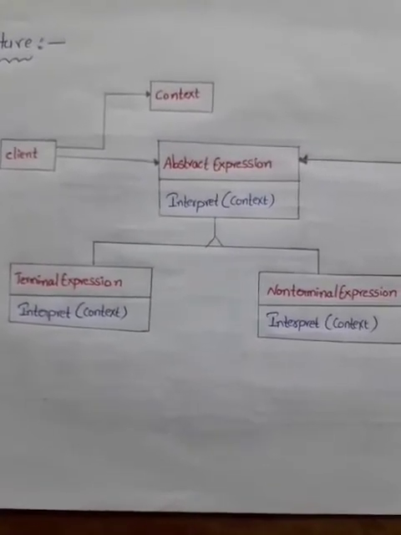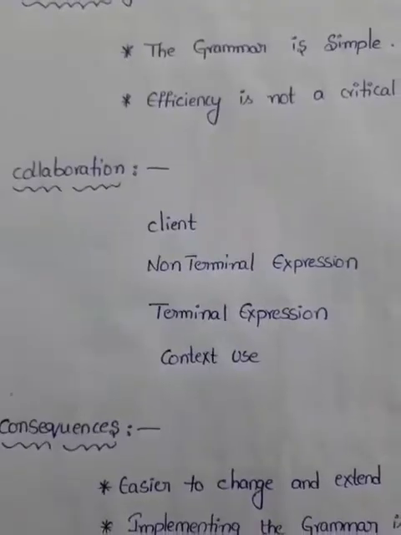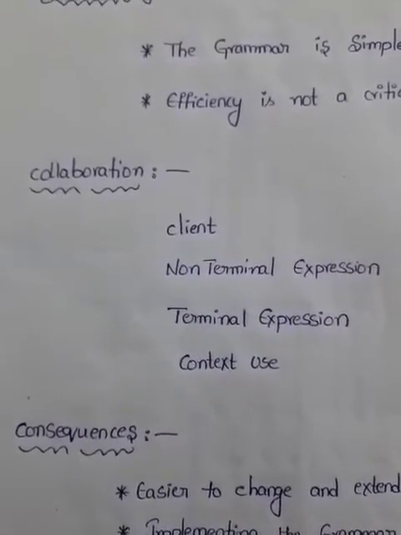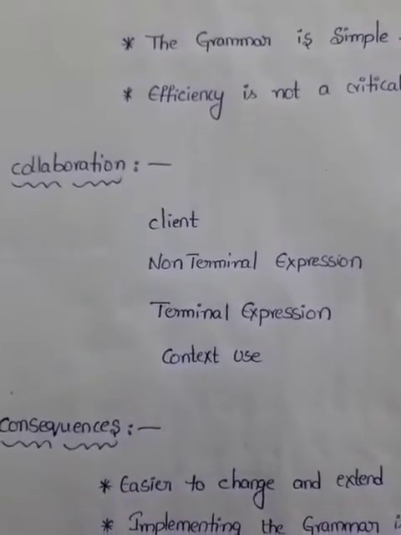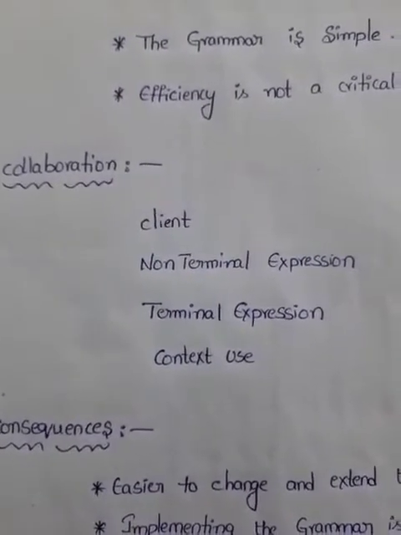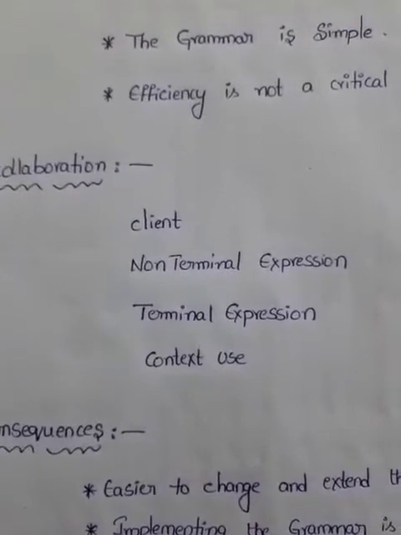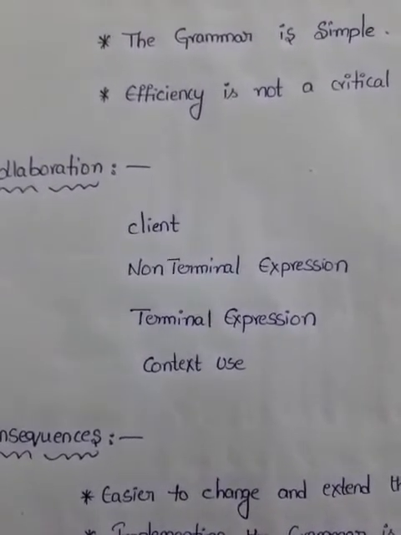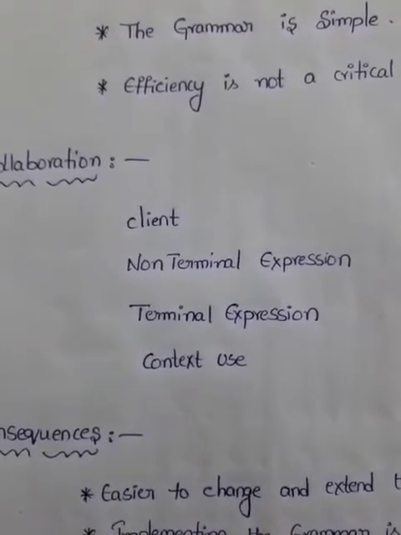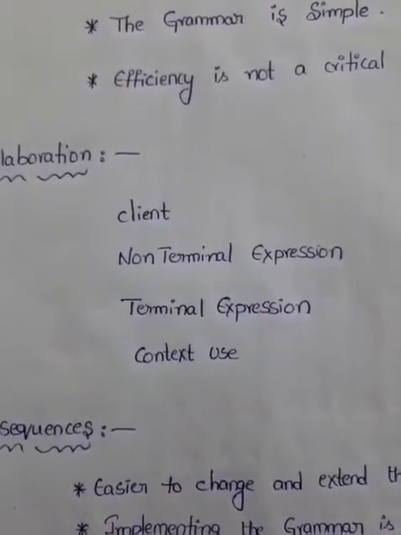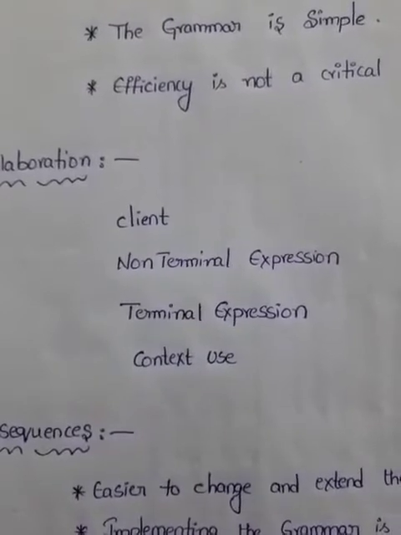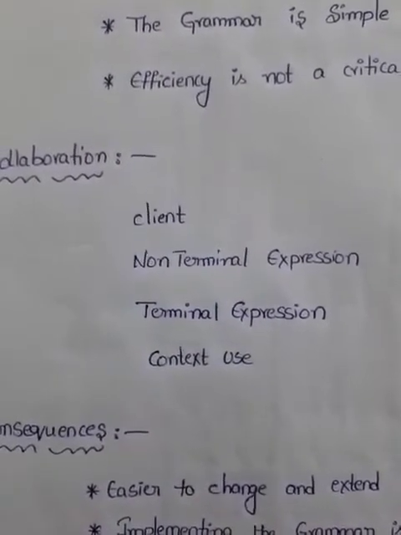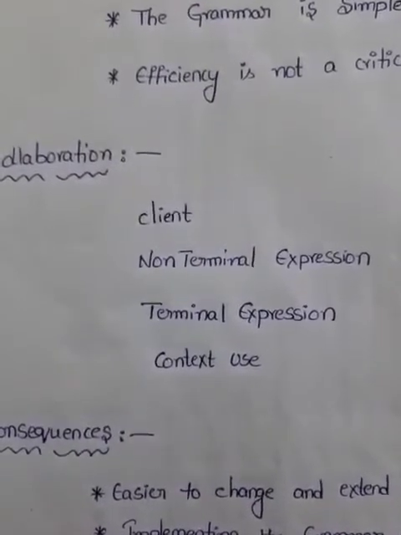And let us see the next template. Our next template is collaboration. In this collaboration, there are objects: client, non-terminal expression, terminal expression, and context. The client builds the sentence as an abstract syntax tree of non-terminal expression and terminal expression instances. Then the client initializes the context and invokes the interpret operation.